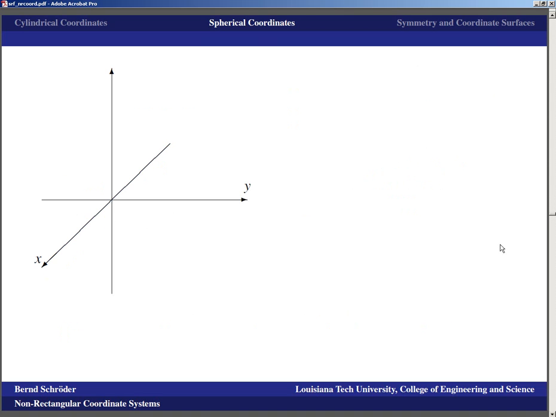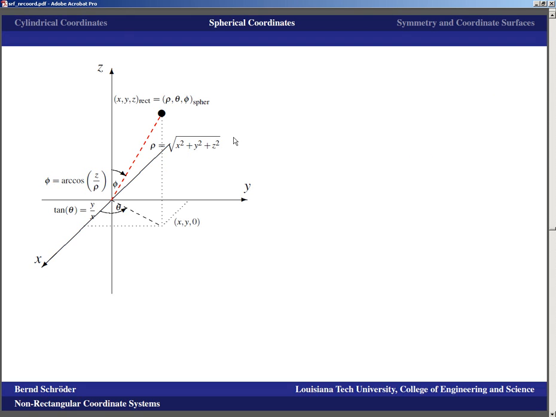Okay, so we draw our picture. Right-handed coordinate system. Here's the point. Rho is the distance to the origin. Theta is the angle from the x-axis. Phi is the angle from the z-axis. And we've got these two representations.